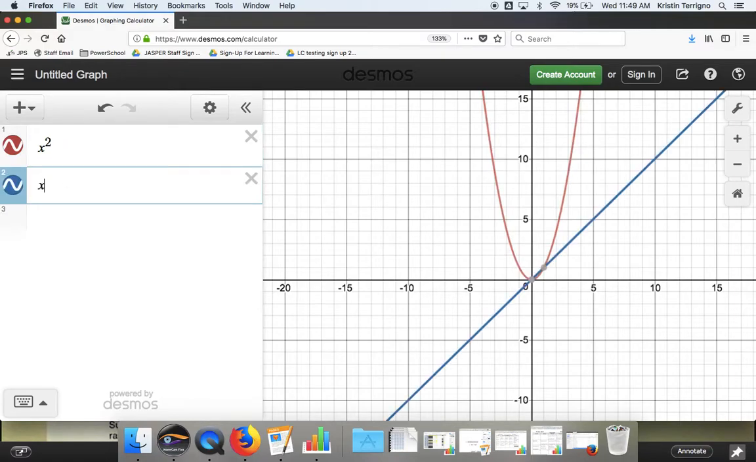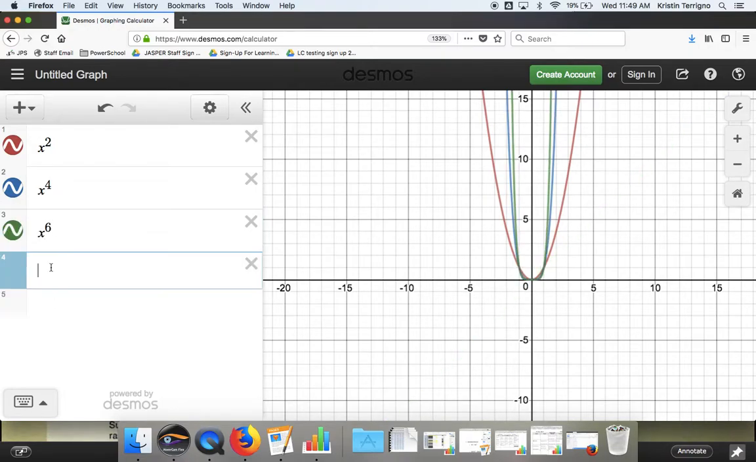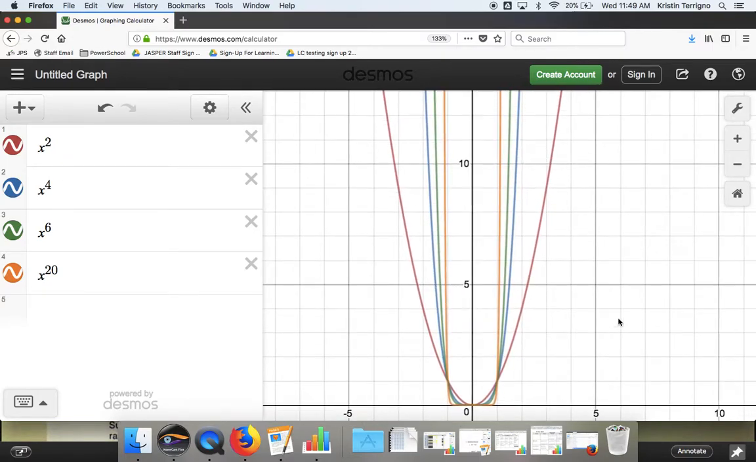All right, what about x to the fourth? Or x to the sixth. Okay, let's get crazy and do x to the power of 20. All right, that's that orange one that popped up. So you can see all the colors over here. I don't think I can make that smaller, but I can zoom this in. All right, so overall, what you should notice is these all have the same general shape.